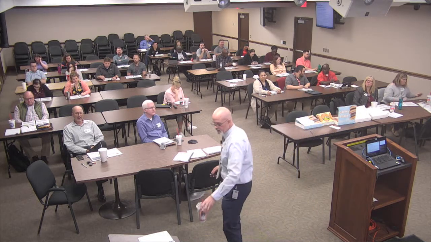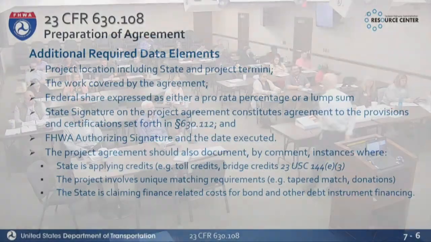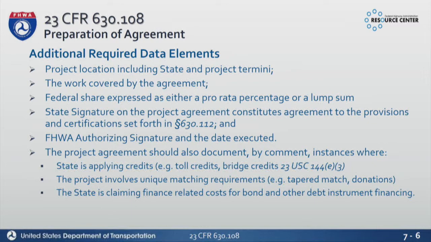So the other thing that the project agreement must do is it has to document by comment, and we have a remarks field, any kind of unique stuff going on with the project. If it's just a standard 80-20 project and you identify your pro rata in there, that's fine. But let's say you guys use toll credits. You should be documenting that. There's a checkbox for toll credits. There's a soft credit or a soft match field where you put those toll credits.